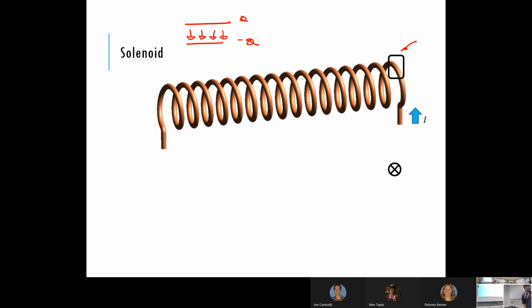Quick! Based on the current going into the board, what direction is the magnetic field due to that small piece? Imagine taking a solenoid, slicing it, the current's going into the board. What direction is the magnetic field due to that little piece? Clockwise. Thumb in the direction of the current, fingers curl in the direction of the field. So we've got clockwise, due to that tiny little piece right there where I've circled. So you've got some sort of clockwise doodad. What do I do next?